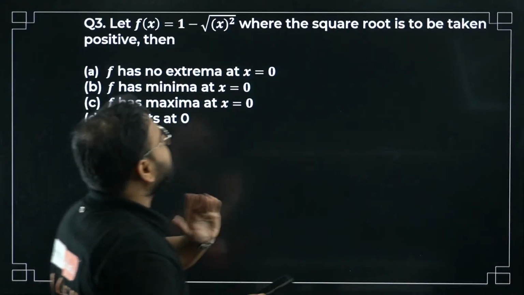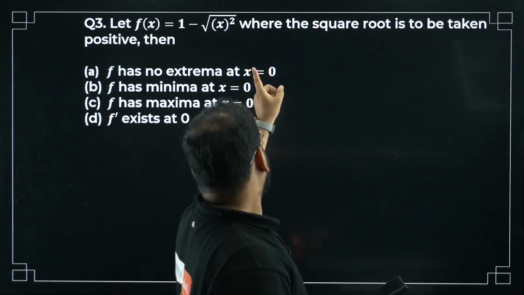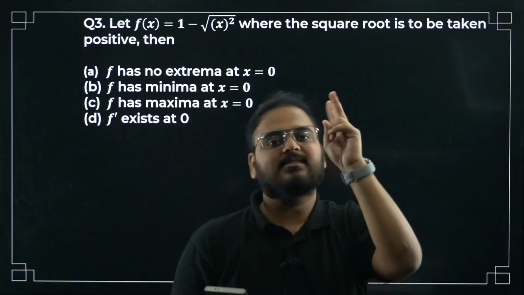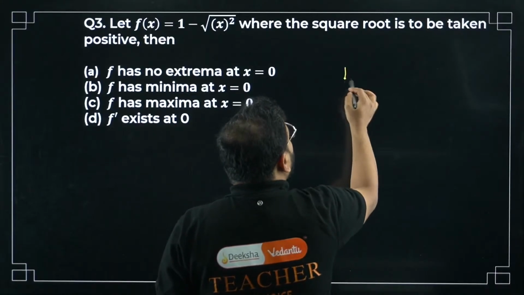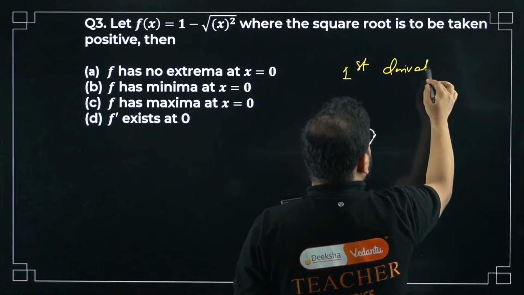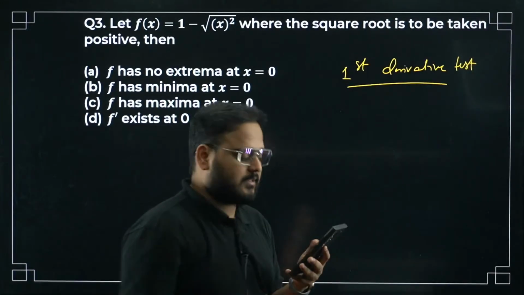What is the answer for this one? Give me one answer for this. Which test will we use? We are looking for maxima and minima, no? So we have two approaches: the first derivative test and the second derivative test. Which are we using over here? I'll give you that help. We are using, sir, the first derivative test. Now please give me the answers, all of you.